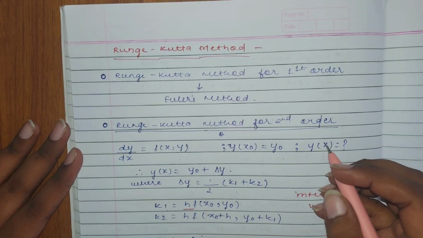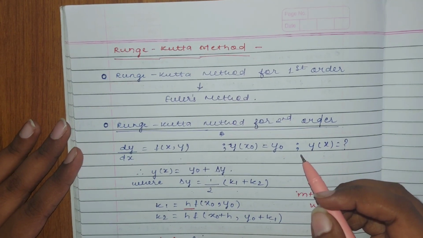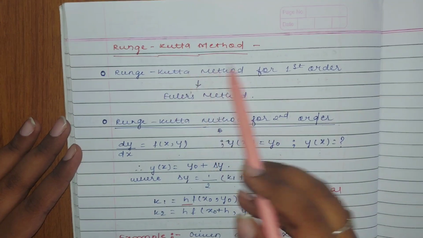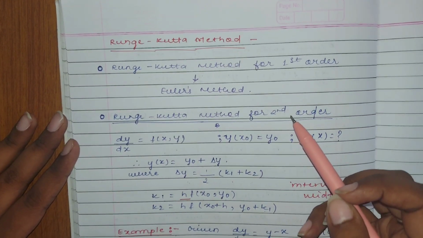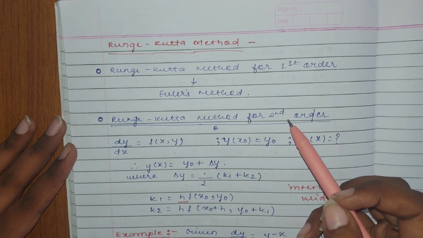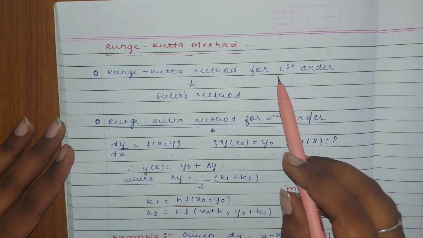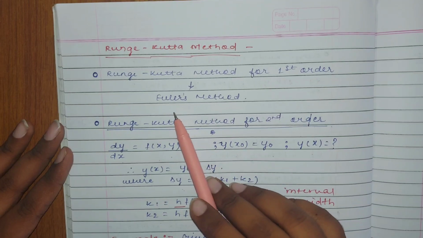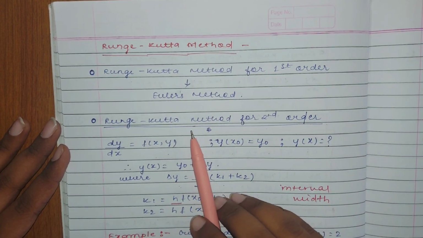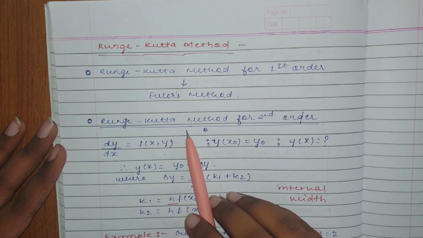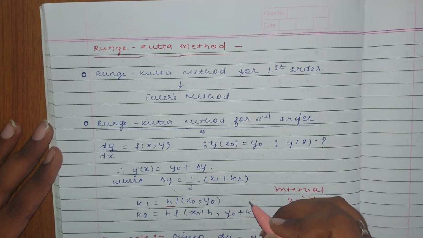Hello everyone, my name is Priyanka Topiwala and today we are going to study Runge-Kutta method for solving ordinary differential equations in numerical analysis. There are different types of Runge-Kutta method. First order Runge-Kutta method is nothing but Euler's method. Second order Runge-Kutta method is the topic which we'll take in consideration at the very moment.